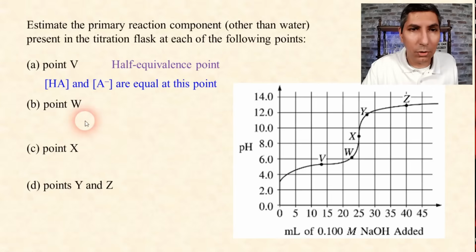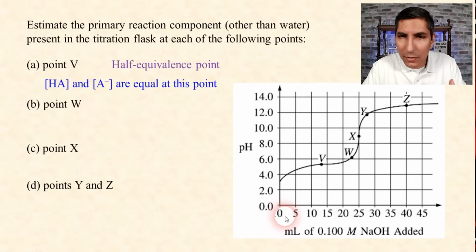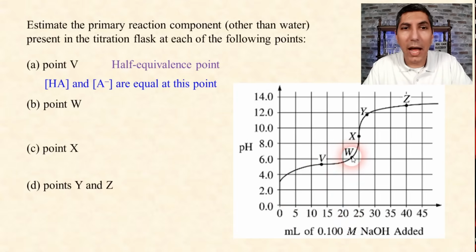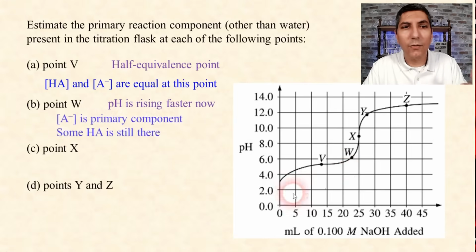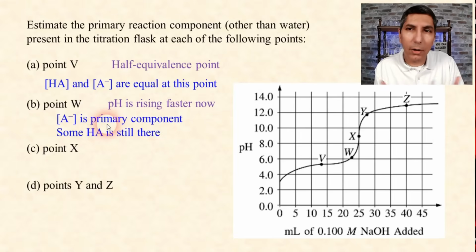Now at point W, as you notice, we've continued to add the base, and so the conjugate base, anyway, is going to predominate at point W. So as the pH is rising faster, we have more of the conjugate base than we have of the weak acid. So the A negative is our primary component at that point, even though we do still have a fairly significant amount of the weak acid.